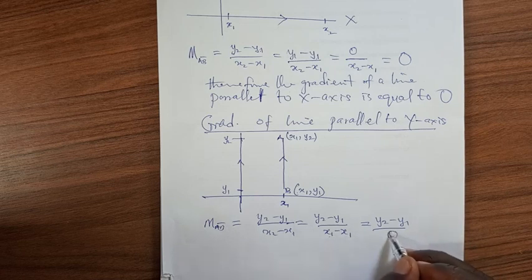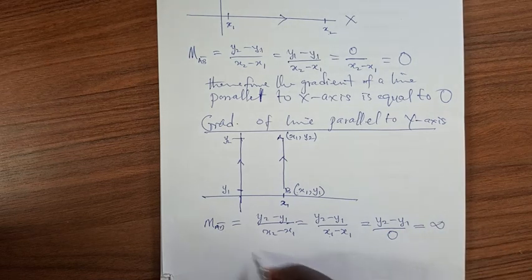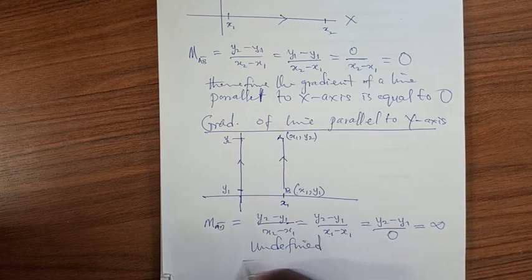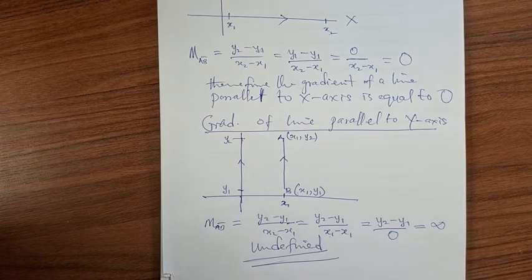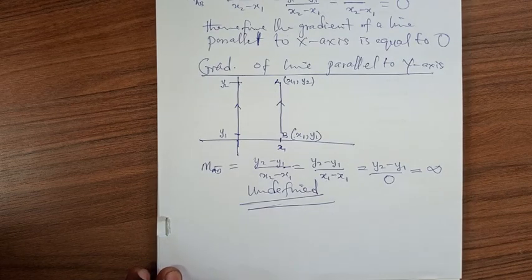The answer is 0. So anything divided by 0, the answer is not defined, which is always written as undefined. Up to now, there is no machine or calculator that can solve division by 0. So division by 0 is always termed as an undefined fraction.